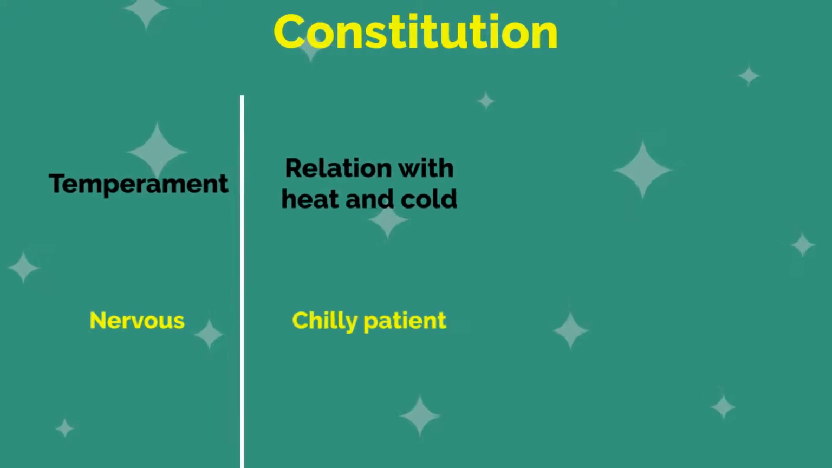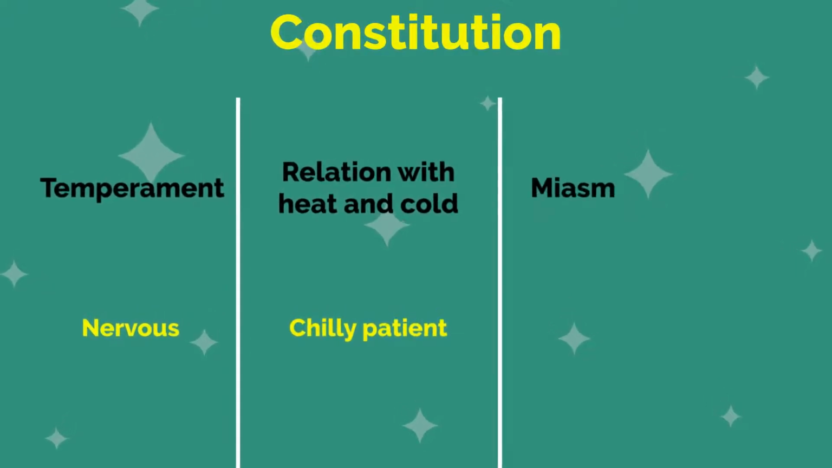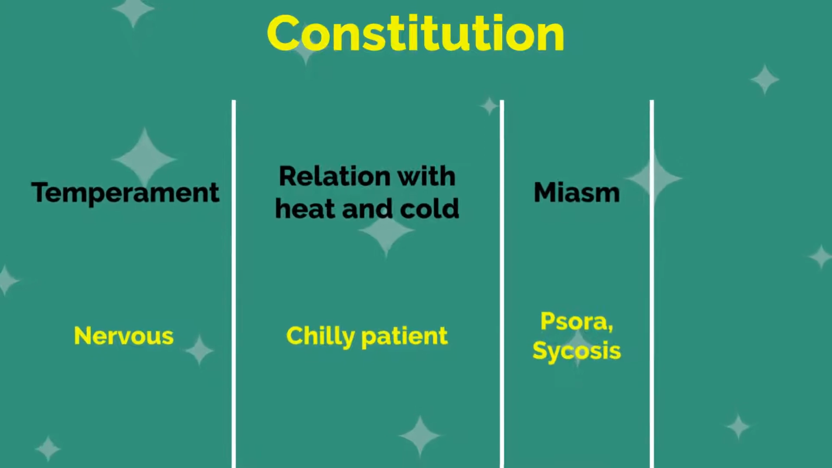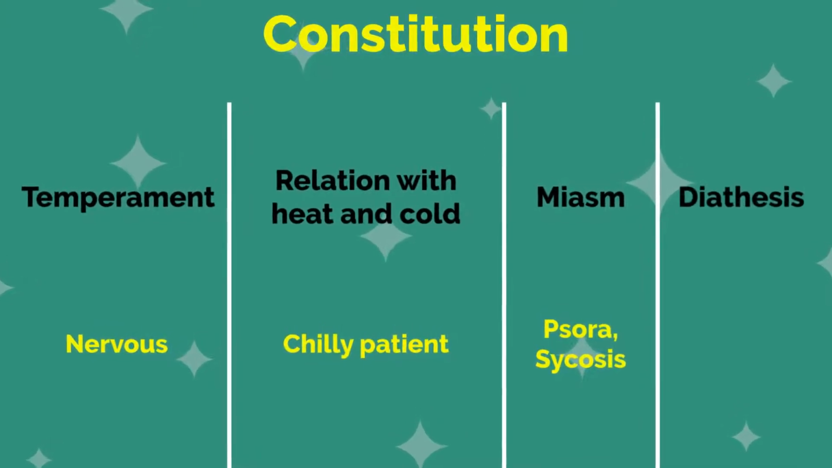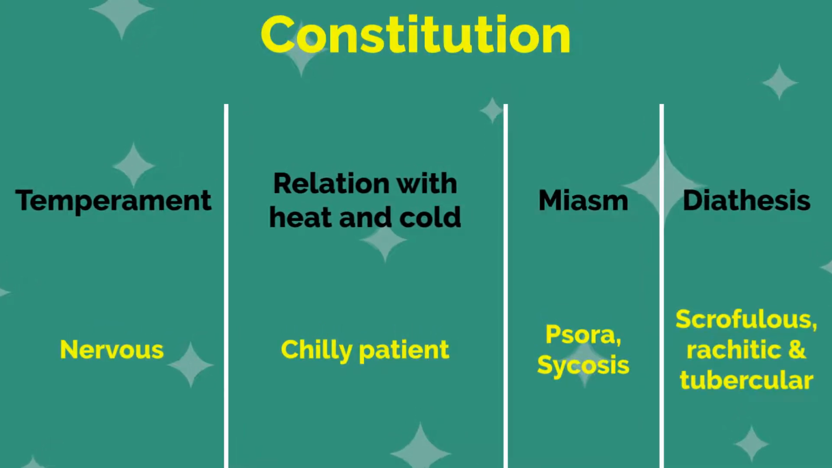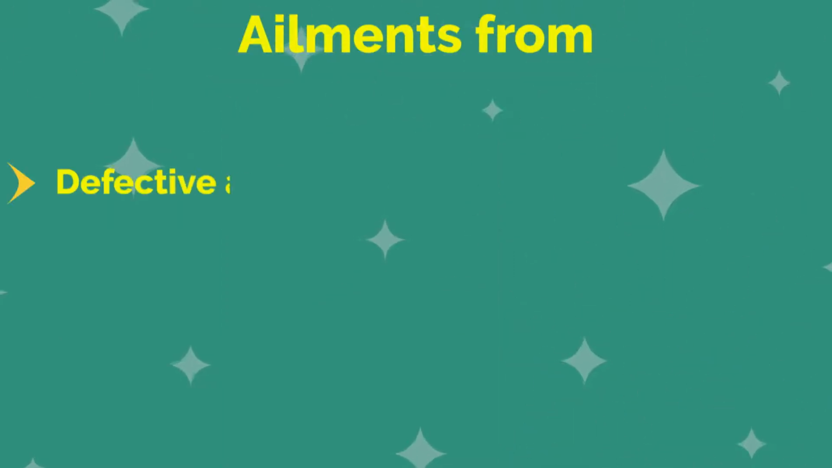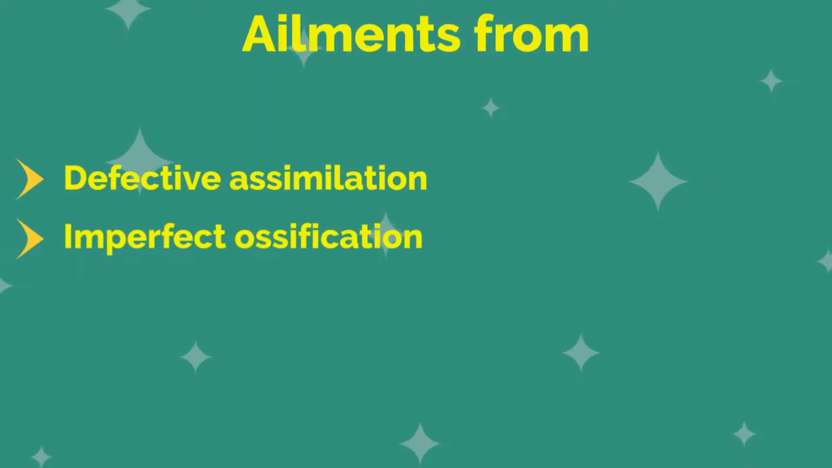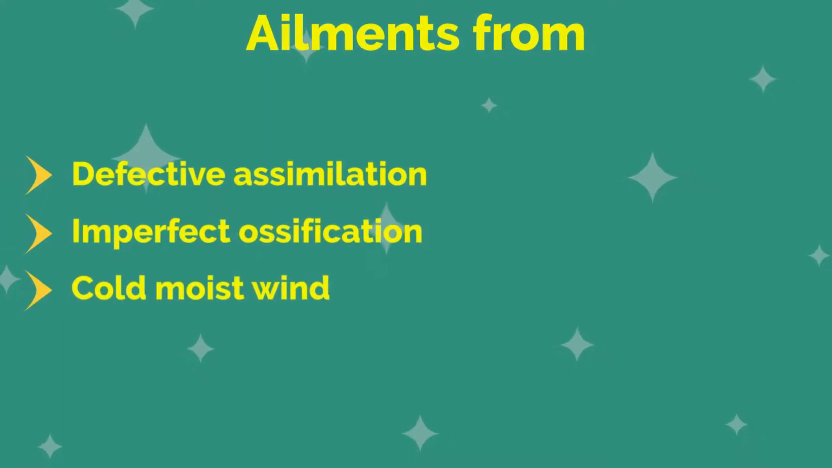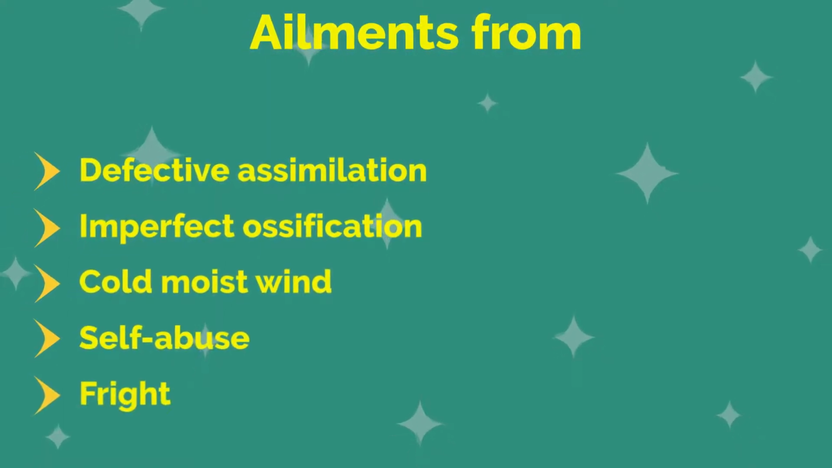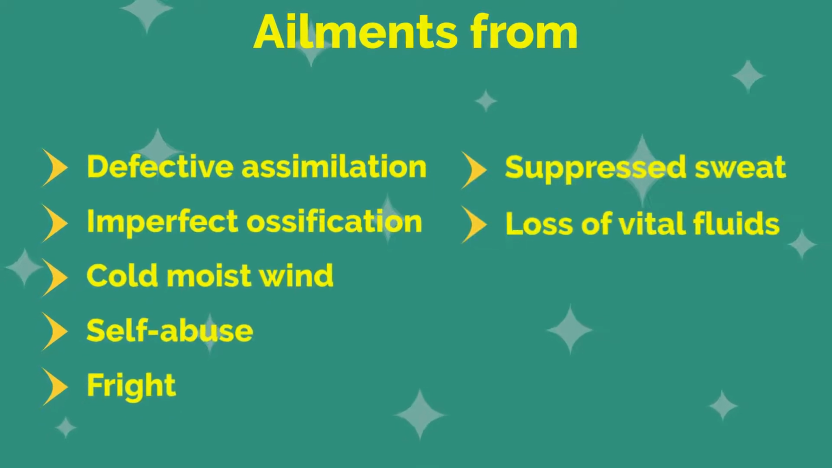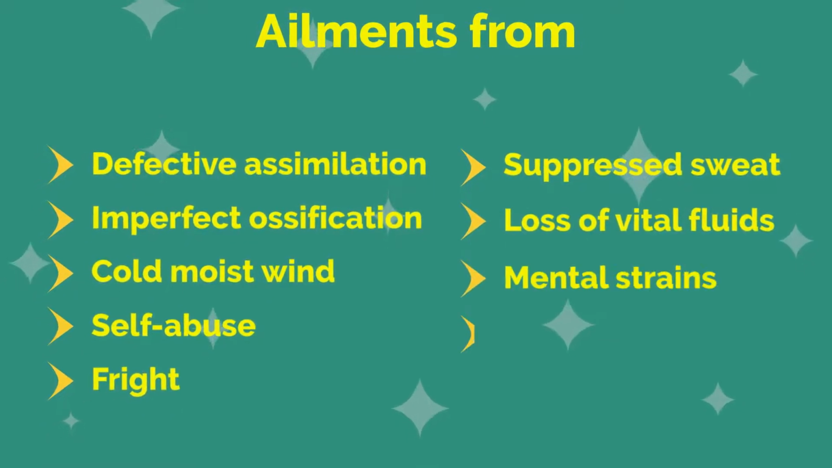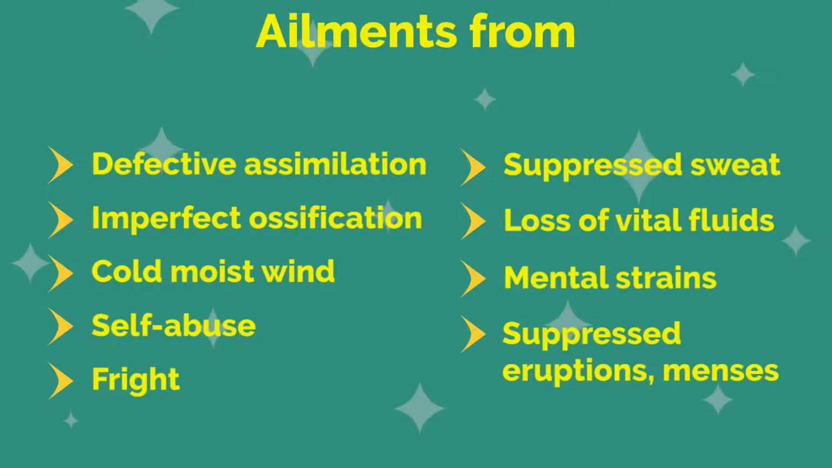They are chilly patients. Miasm, psora and psychosis are in background. There is a scrofulous, rachitic, and tubercular diathesis. The ailments are from defective assimilation, imperfect ossification, cold moist wind, self-abuse, fright, suppressed sweat, loss of vital fluids, mental strains, suppressed eruptions and menses.